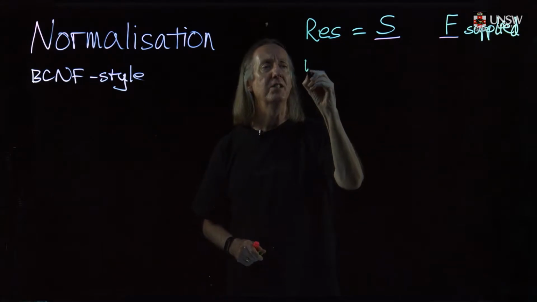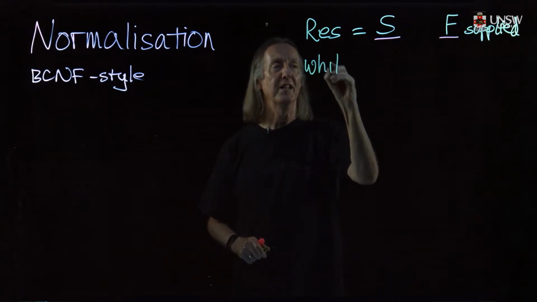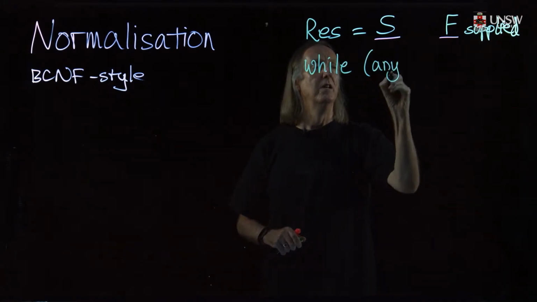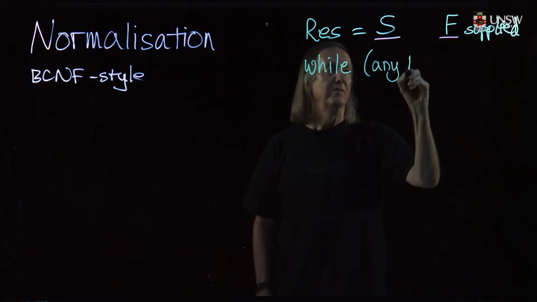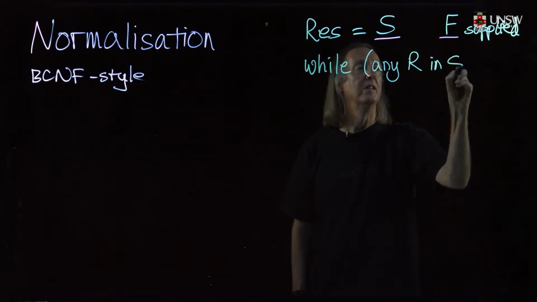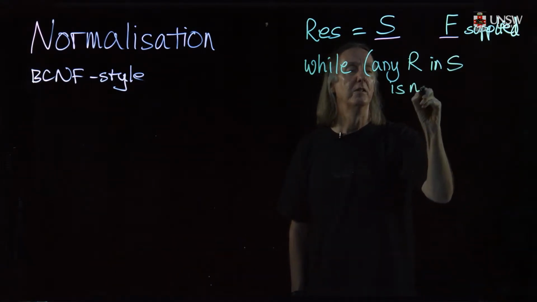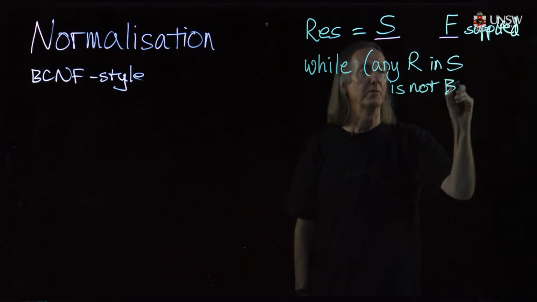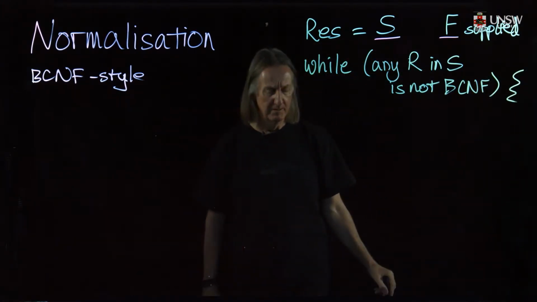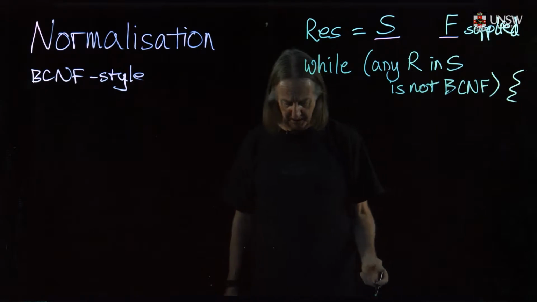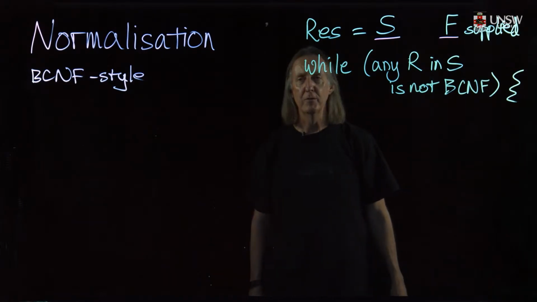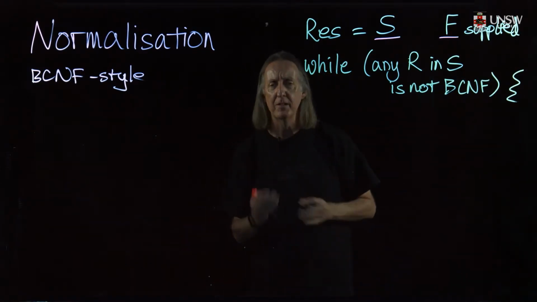All right, well, a schema is in BCNF if all of the tables in the schema are in BCNF themselves. So clearly our termination condition, or conversely our continuation condition, is while any of the tables, let's call the tables R for relation, any R in S is not in BCNF. It means we've got some more work to do. So we have to do some kind of decomposition. Now, a lot of these decomposition algorithms, in fact, I think all of them, are non-deterministic, and at some point you have to make a choice.